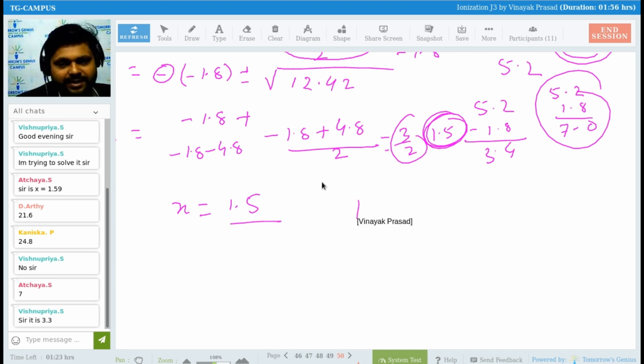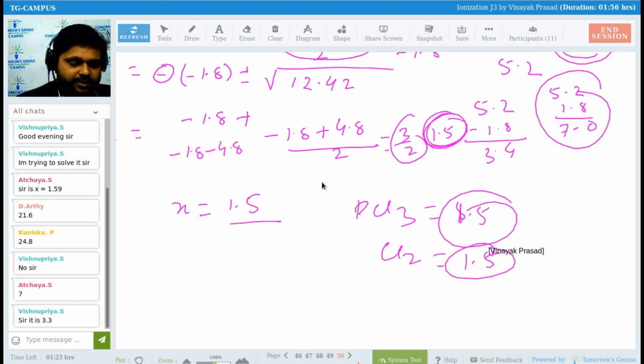The value for x is 1.5. So it means that the concentration of PCl3 is 1.5, and the concentration of Cl2, what do you say? Is it okay? The concentration of PCl3 and Cl2 will be equal to 1.5 only. Is it okay? Any problem to anyone? If there is any doubt, guys, then please feel free to ask me.